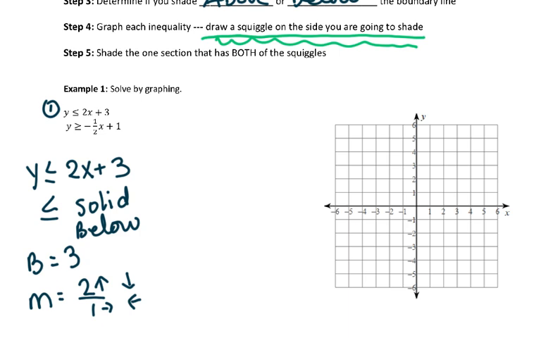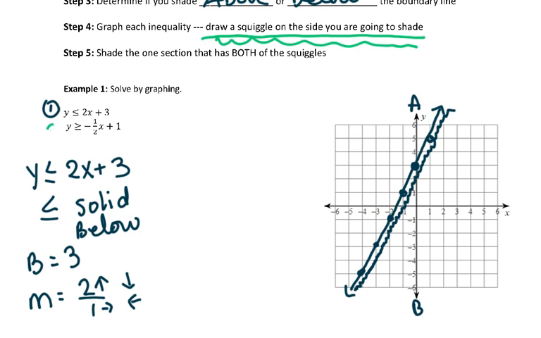So this one is start at 3, and I'm going to go up to right 1, down to left 1, down to left 1, down to left 1, down to left 1. Now it is a solid line, and I need to shade below. So A on top, B on the bottom. Okay, so I am shading this side, but I'm not going to shade the whole thing. I'm just going to do a squiggle. This is the side I want to be on, and I do a nice squiggle.